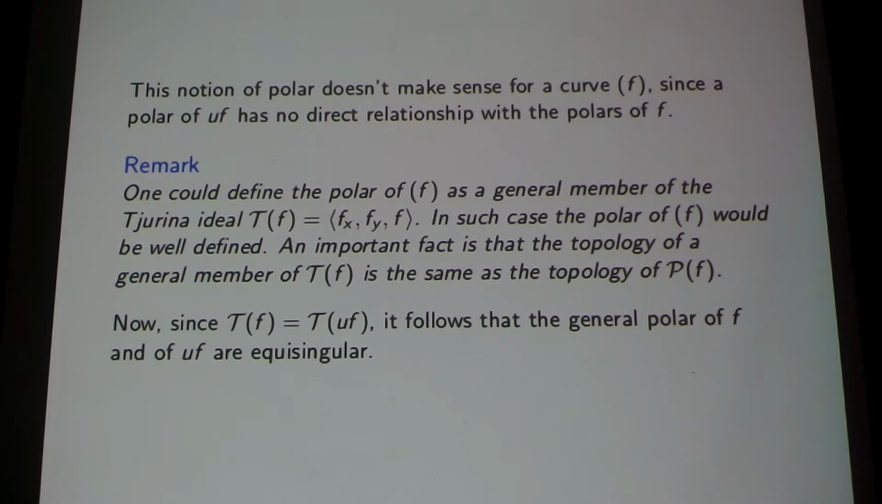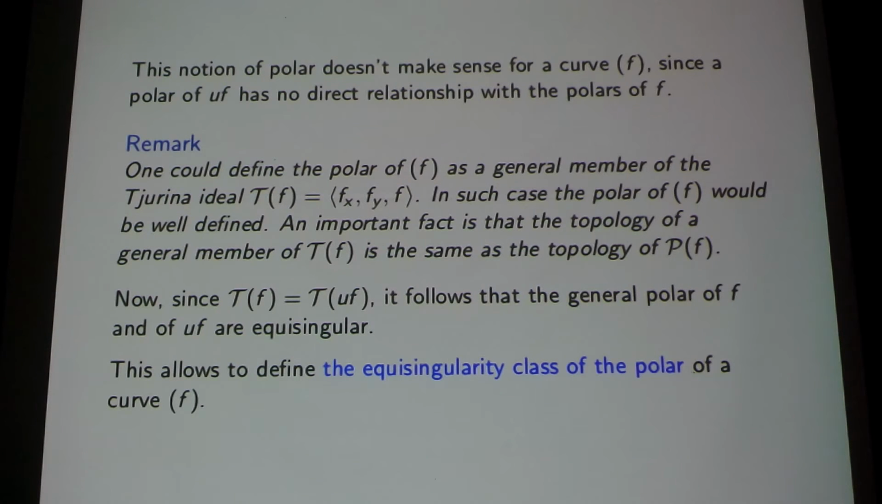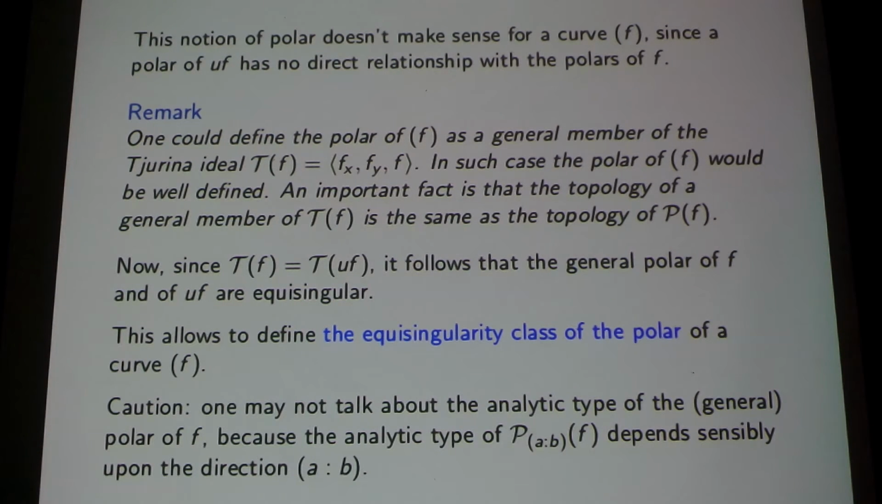Now, since the Tjurina ideal of f is equal to the Tjurina ideal of uf, it follows that the general polars of f and of uf are equisingular. This allows us to define the equisingularity class of the polar of the curve f. This notion of polar doesn't make sense for a curve f.